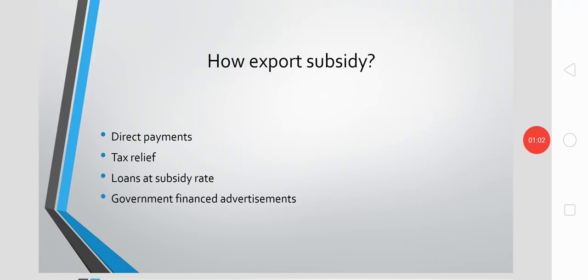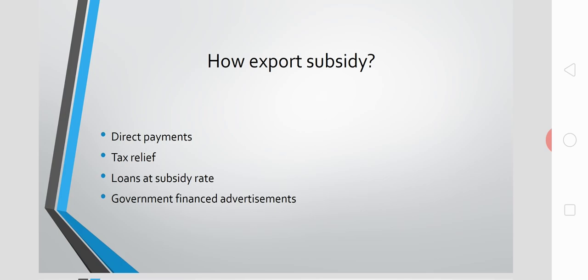So how is export subsidy possible? Export subsidy will be done by the government, normally the national government, the central government, through direct payment to the domestic producers by transferring cash to the domestic producers. This is one of the ways of doing export subsidy. The second one is tax relief or tax concession. Tax concession may be tax exemption or tax reduction for the domestic producers.